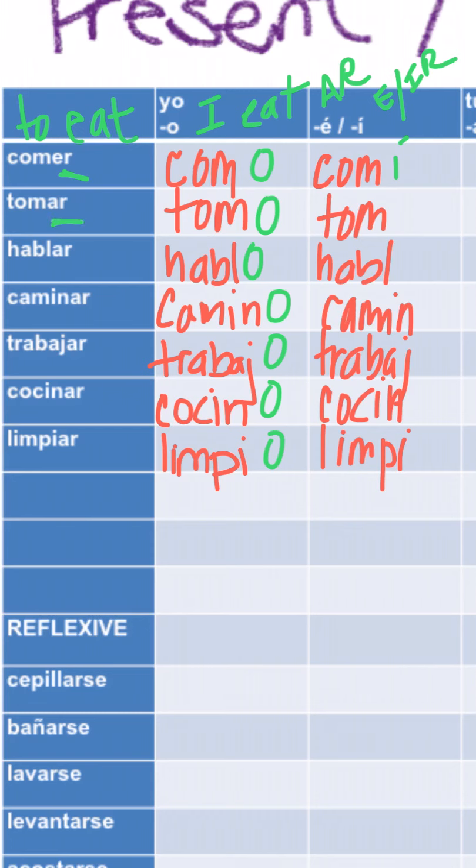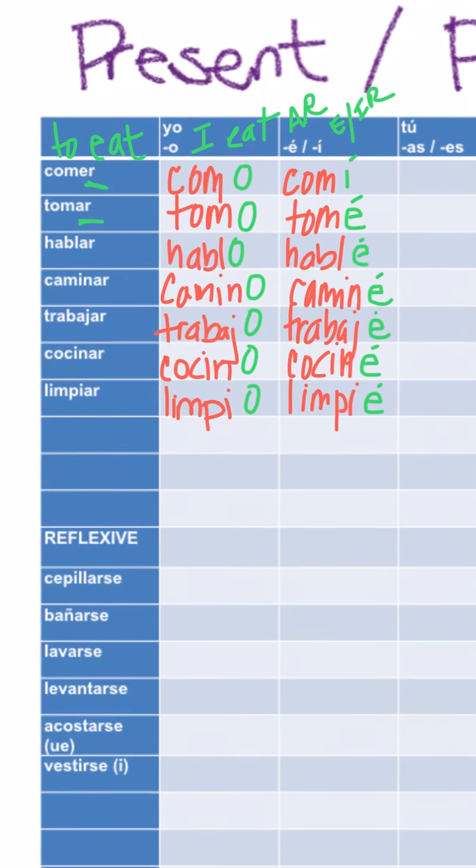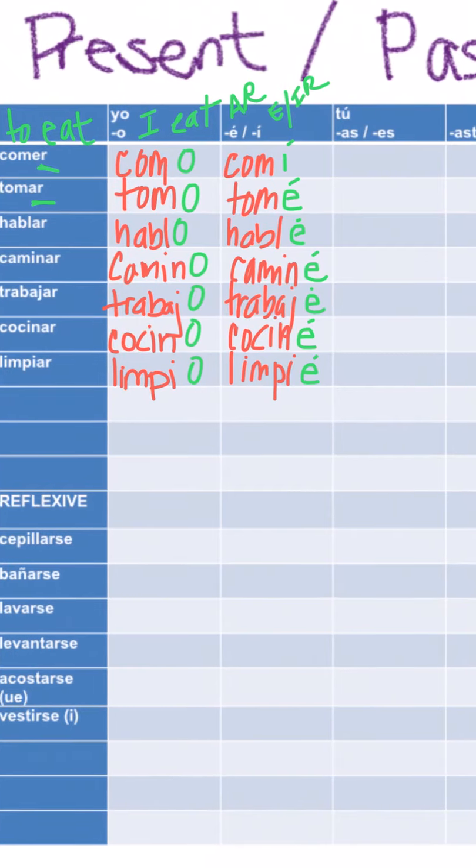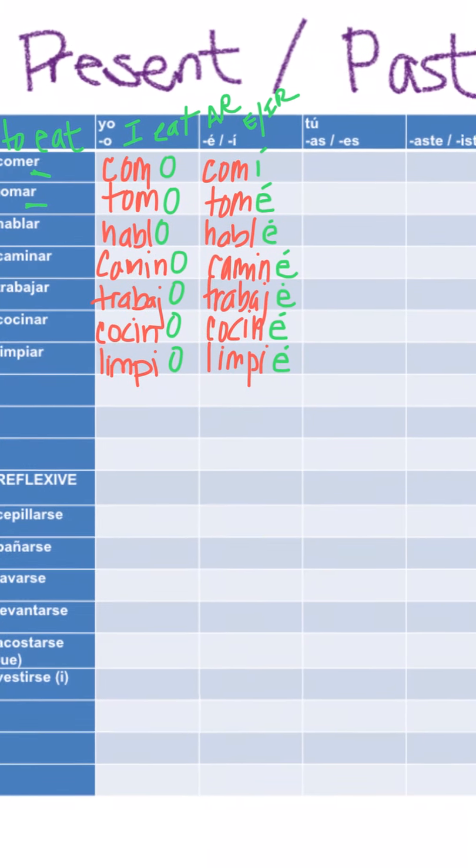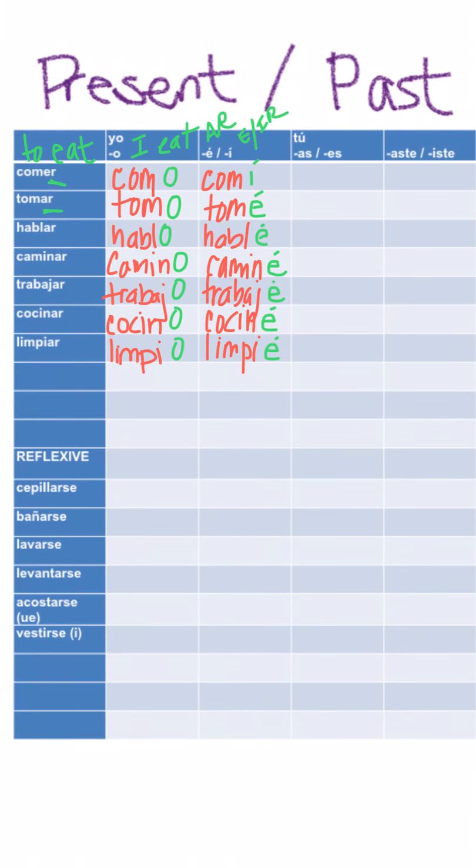Tomar is AR. So that's going to get the E with an accent, tomé. The same with most of these. Hablé, caminé, trabajé, cociné, limpié. These are all going to get this accented E, even if you don't write it in class. If you don't have something to write the accents, or it's just a hassle to do it, I understand that completely. But you want to make sure that you know that it has an accent in the preterite.